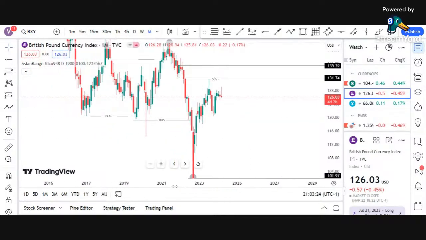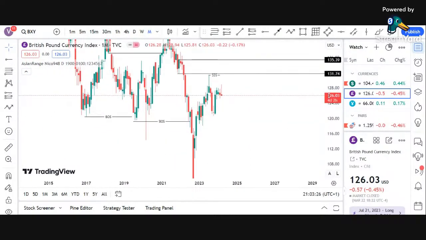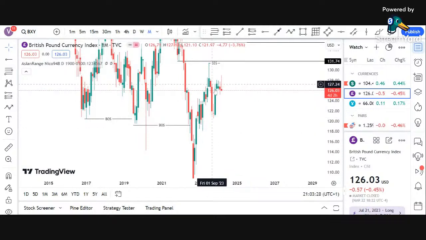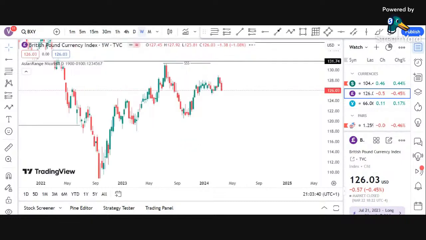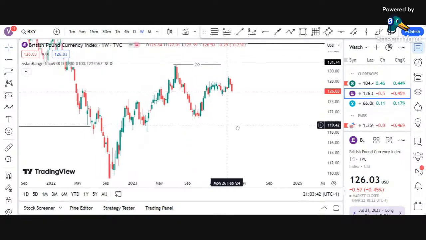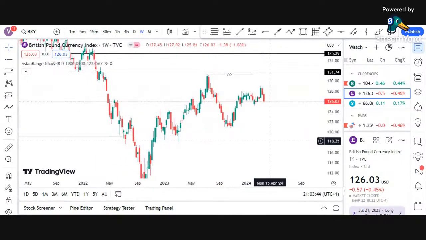So on the monthly, we are bearish. On the monthly, if you look, we are bearish. All right. So let's go to the weekly time frame to see what we are going to be looking at. On the weekly time frame, we want to be looking at the switch, that's structural shift, right? Structural shift.